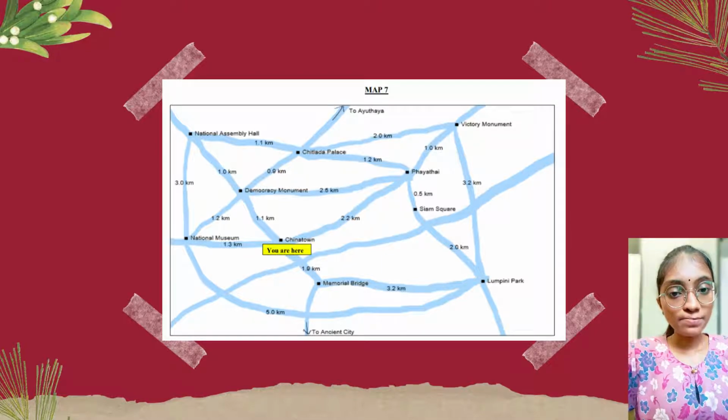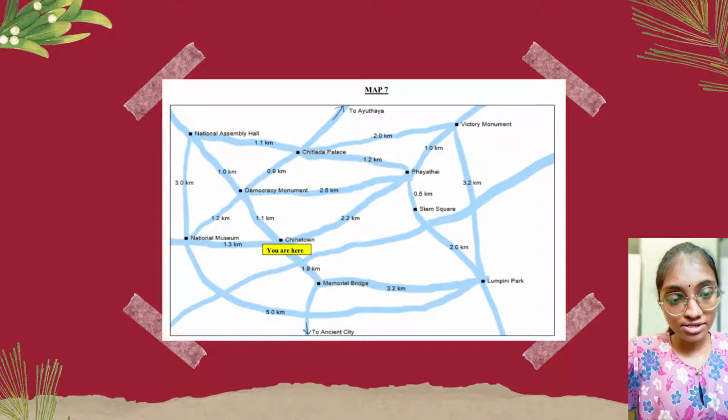So the map that we chose is map 7. In this map 7, Chinatown is the main vertex that connects with 4 routes, which are National Museum, Democracy Monument, Phaya Thai, and Memorial Bridge. National Museum connects with 4 routes, which are Chinatown, Democracy Monument, and National Assembly Hall. National Assembly Hall has 3 routes.